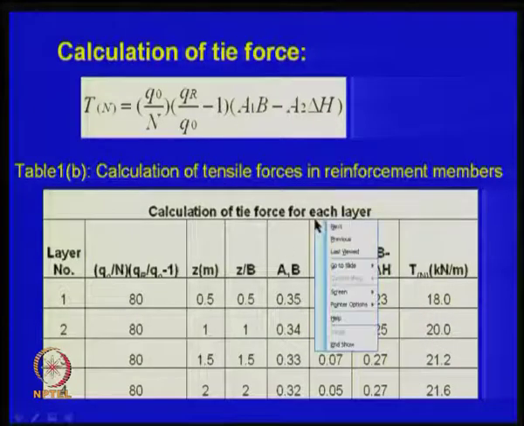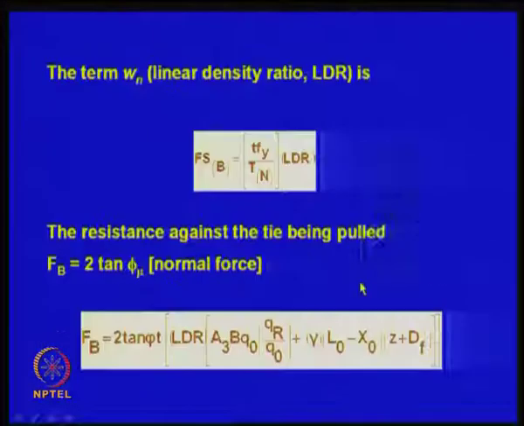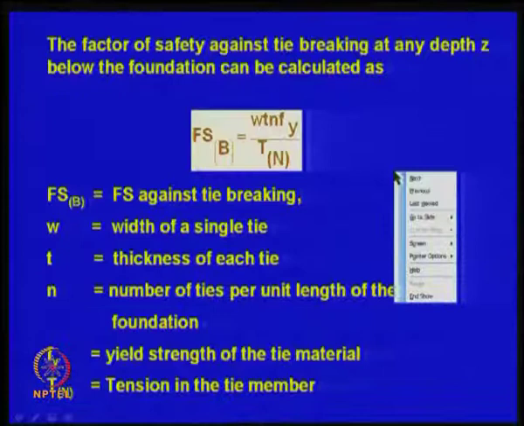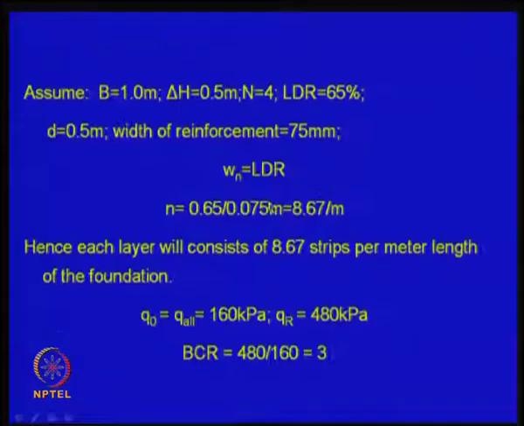For example, if you want to go back to the previous charts, A1 as a function of Z by B, because I placed it at Z by B, you are also calculating. So, Z by B 0.5, 1, 1.5, 2, you can calculate, right. L0 is another one that we will see in the other one.